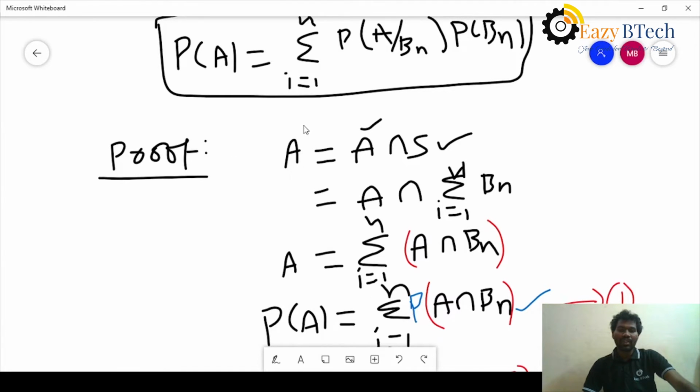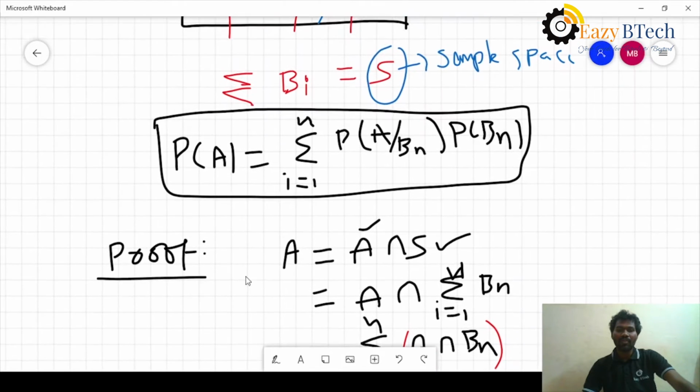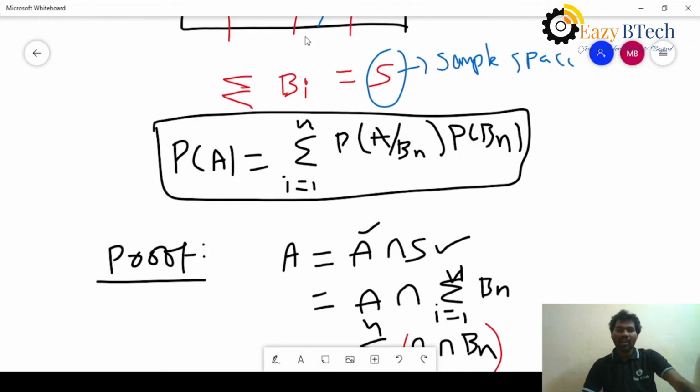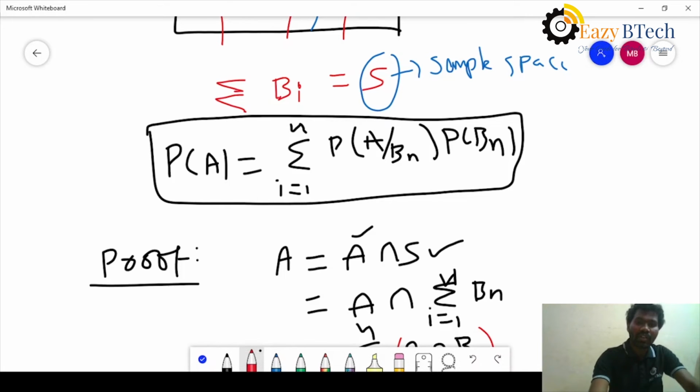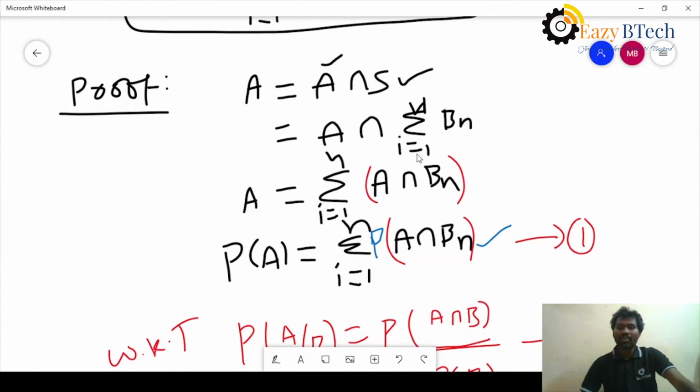So we know that an event A can be written as A intersection S, where S is the sample space. From the top we know that S can be written as the union of Bi, that is, the union from i equals 1 to n of Bn. Since the events are mutually exclusive, you can take the summation to the left side and move A to the right side. It becomes sigma i equals 1 to n of A intersection Bn.